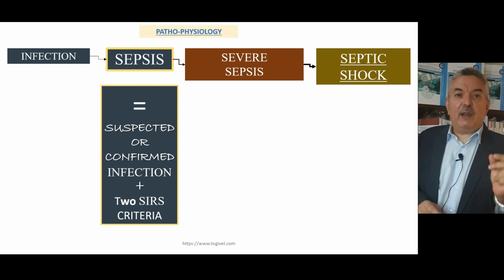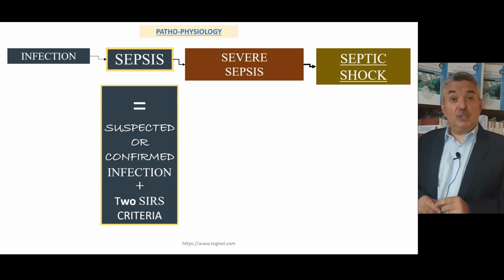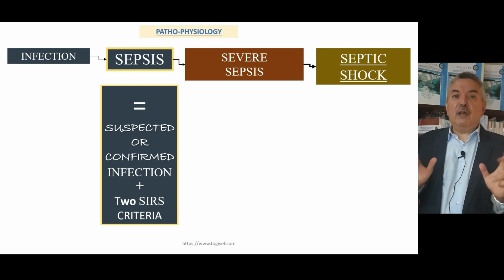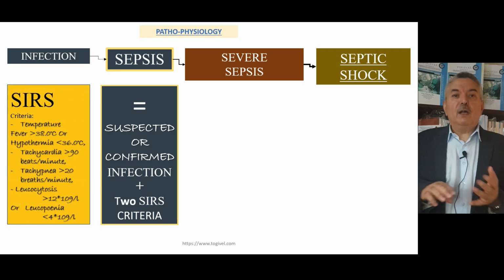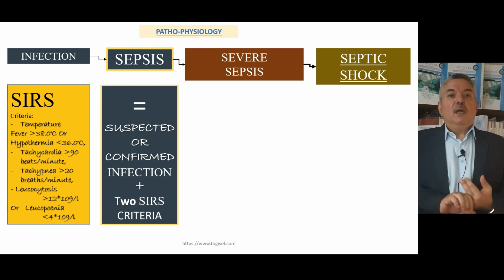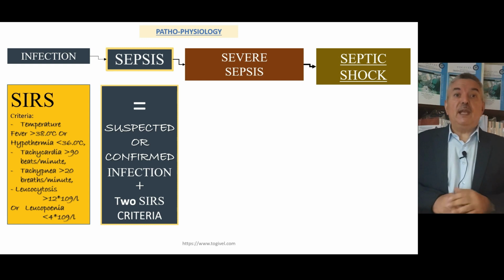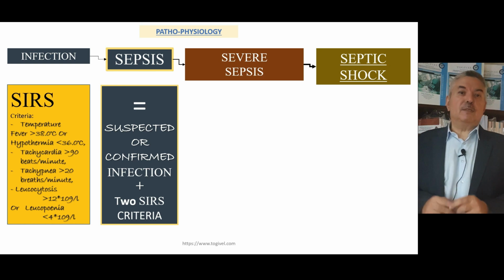SIRS is the systemic inflammatory response syndrome. So if I have two criteria of the systemic inflammatory response syndrome, this means that I have sepsis. I don't have infection anymore, it's sepsis. So what are the systemic inflammatory response criteria? They are temperature above 38 degrees centigrade or below 36 degrees centigrade, tachycardia more than 90 beats per minute, tachypnea more than 20 breaths per minute, and leukocytosis more than 12,000 or leukopenia less than 4,000. Any two of these criteria in the presence of suspected or confirmed infection means that I have sepsis.